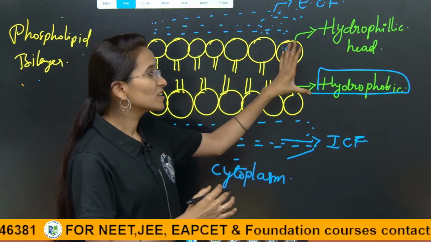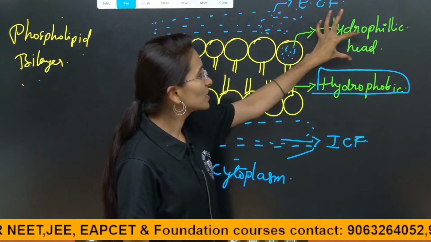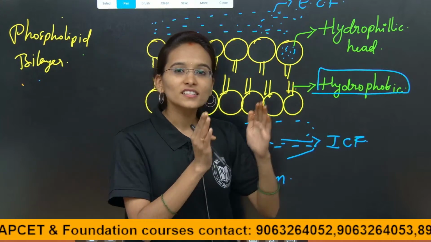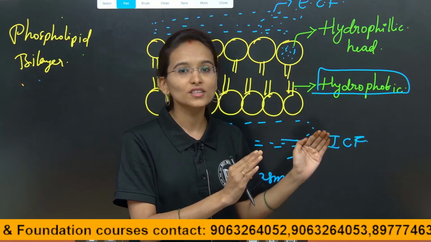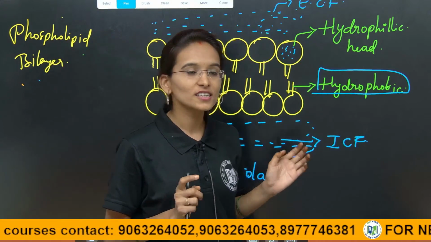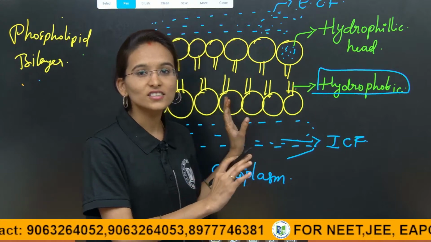When it comes to the composition, it is made up of two components: hydrophilic head and then hydrophobic tail. Outside the cell we have the association with the water molecules, and inside the cell we also have the solvent molecules, that is, the cytoplasm. Up to here, clear with the structure and composition?